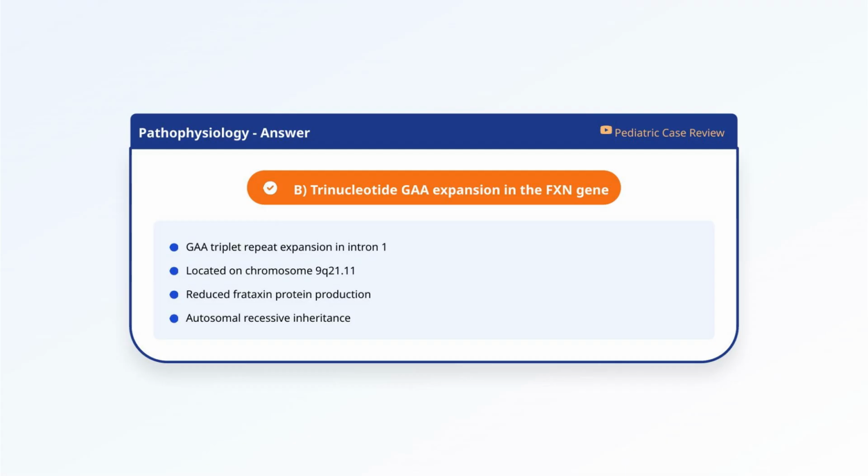Trinucleotide GAA expansion in the FXN gene. Friedreich ataxia is caused by GAA triplet repeat expansions in the first intron of the FXN gene located on chromosome 9q21.11. This expansion reduces frataxin protein production, which is essential for mitochondrial iron handling. The condition follows autosomal recessive inheritance, with most patients homozygous for the GAA expansion.